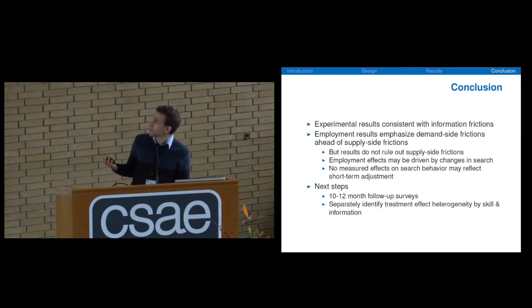So what we see here basically is a set of experimental results that are consistent with information frictions, primarily on the demand side, primarily about firms not being able to observe work seeker skills perfectly. This doesn't rule out the possibility of supply side frictions. It is possible that these employment changes we see are being driven by changes in work seeker search behavior in a way that we don't measure in our survey.